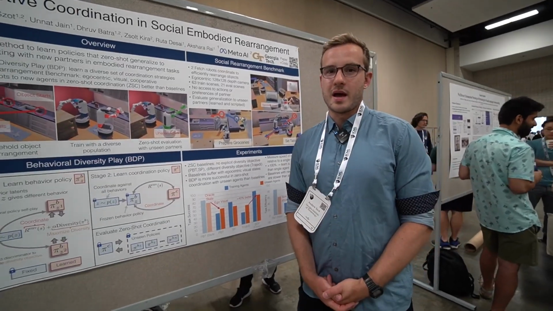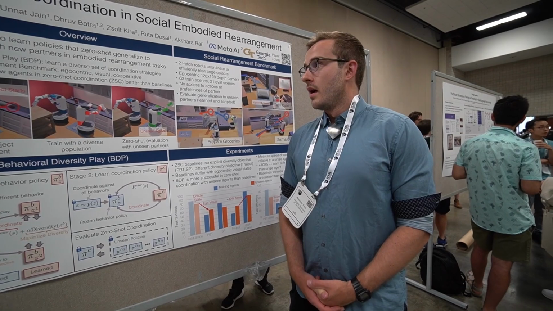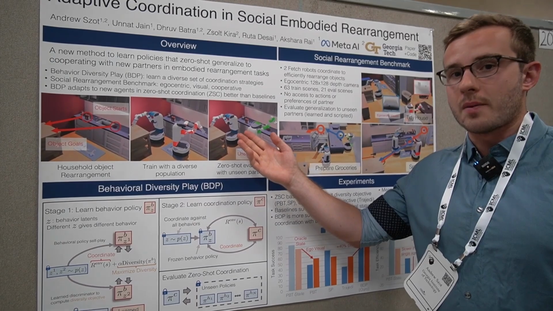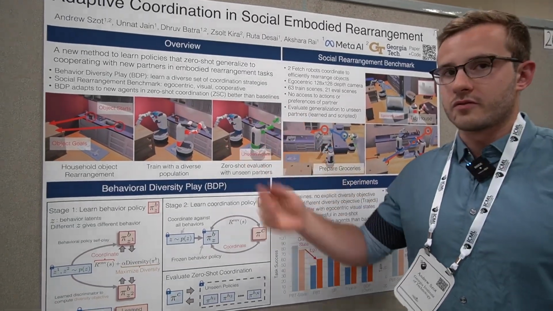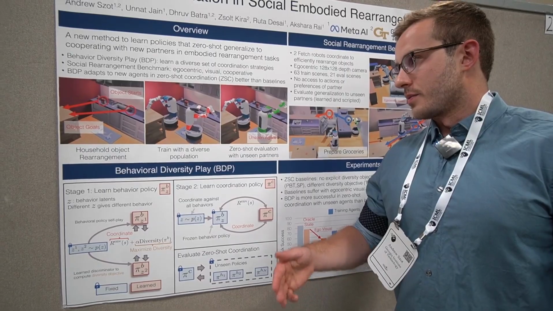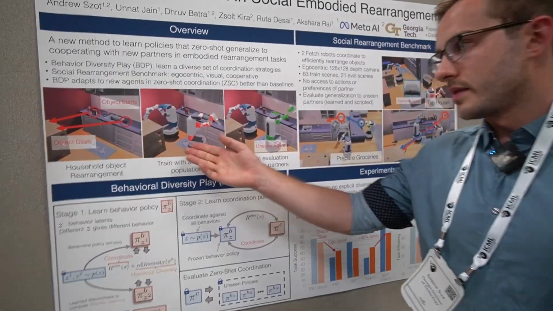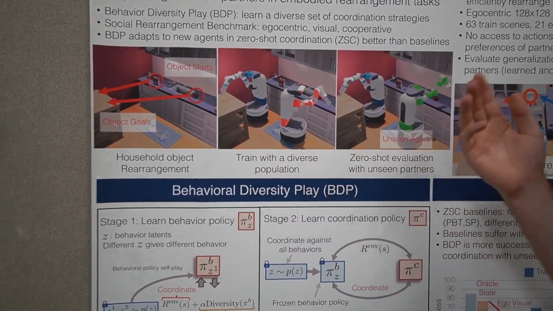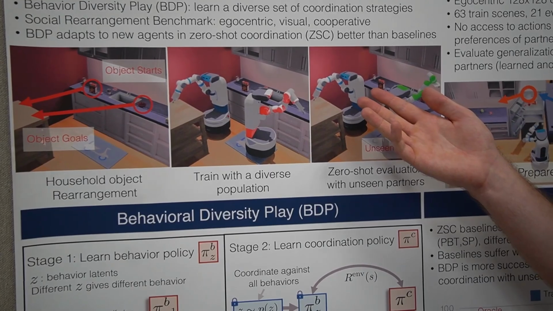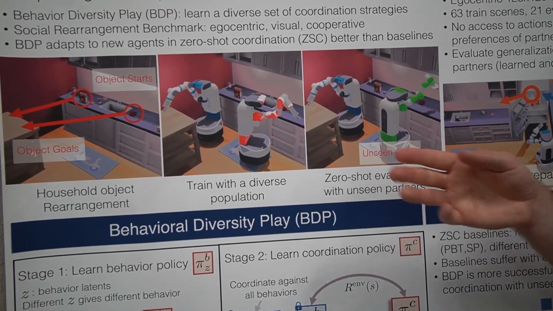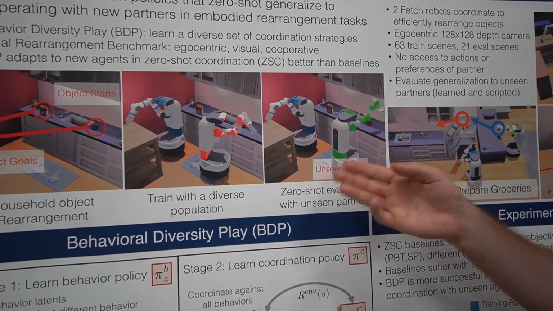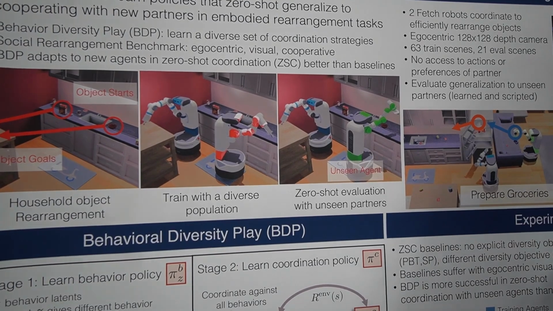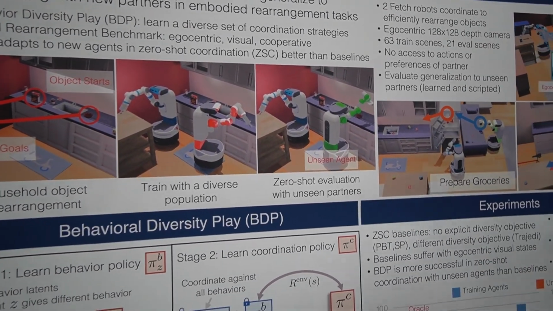Great. Hi, my name is Andrew Szot. I'm a PhD student at Georgia Tech. In this work, we study the problem of how agents can cooperate with unseen agents in cooperative rearrangement tasks. In the problem setup, we have this blue robot here that was maybe trained to only cooperate with the red agent at training time. But then the question we ask is how the blue robot can generalize to cooperating with an unseen green agent at evaluation time. It never saw the green agent during training, and perhaps the green agent has unseen coordination strategies that we're not familiar with.